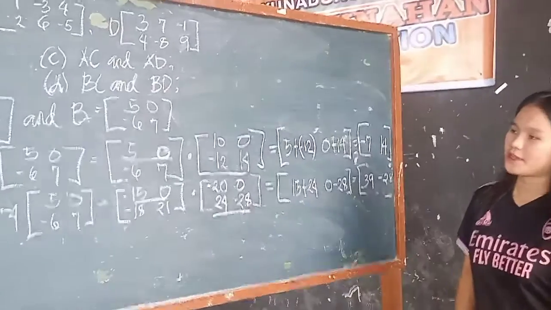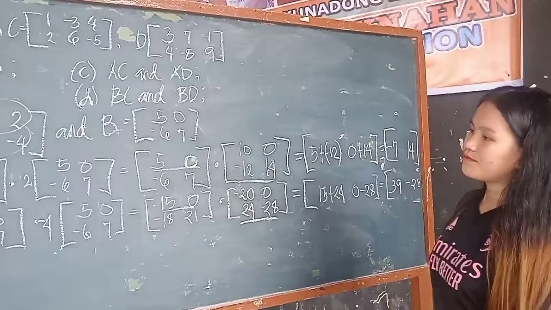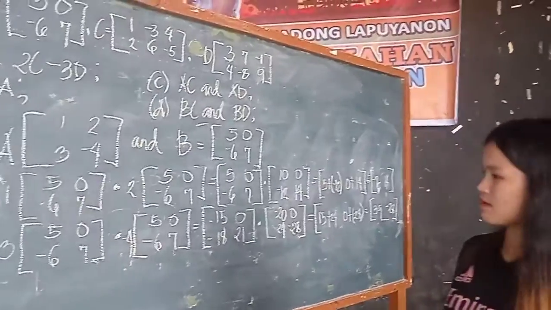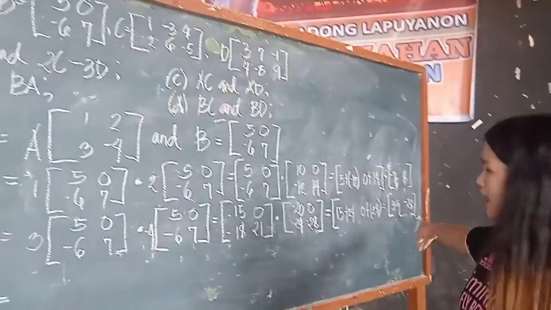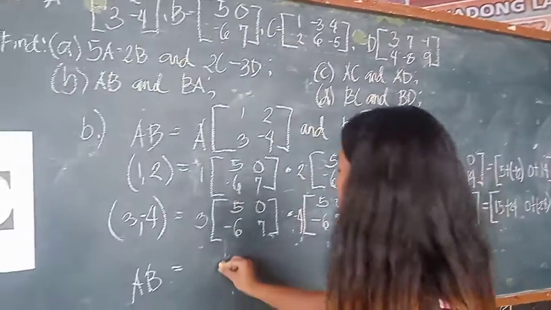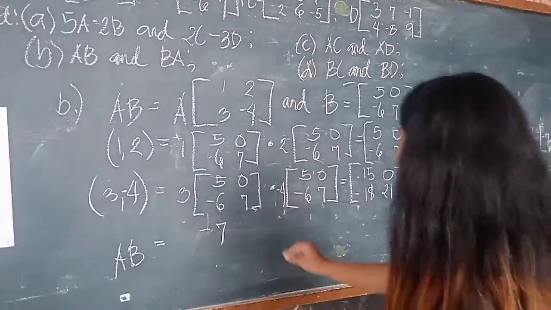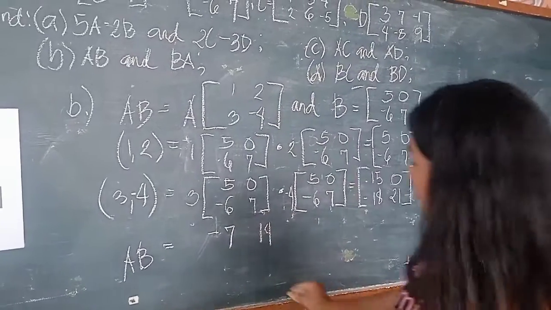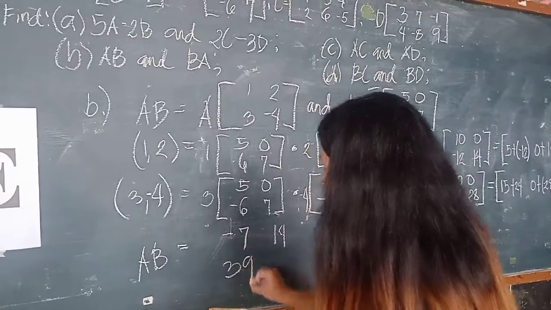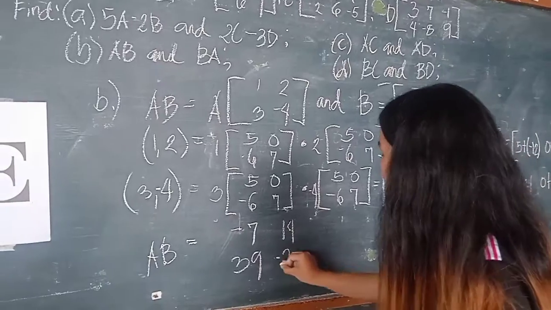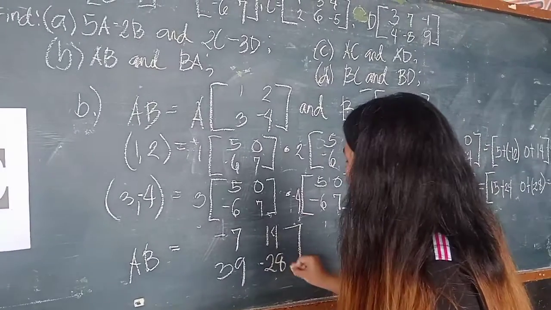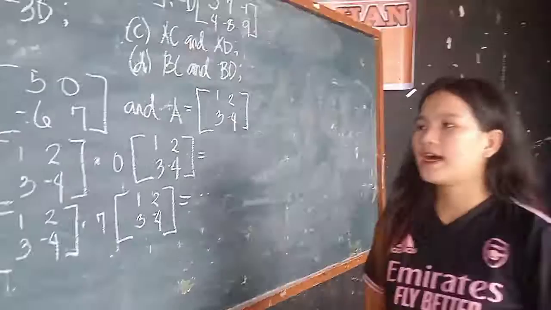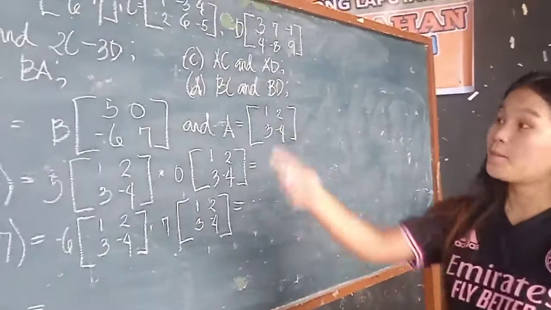That's it for letter B. So, therefore, AB is equal to negative 7, 14, and 39, and negative 28. And that is for AB. Let's proceed to letter B, the BA.